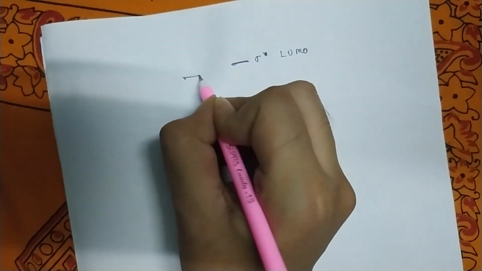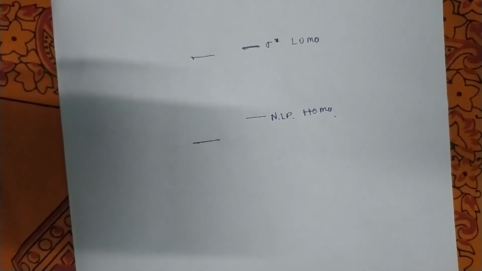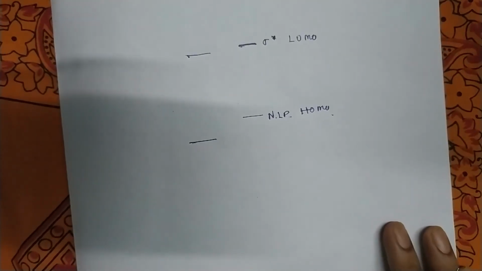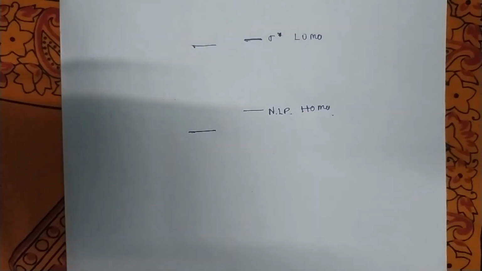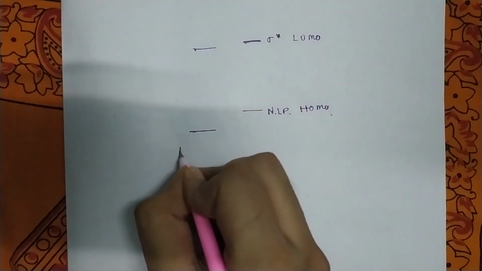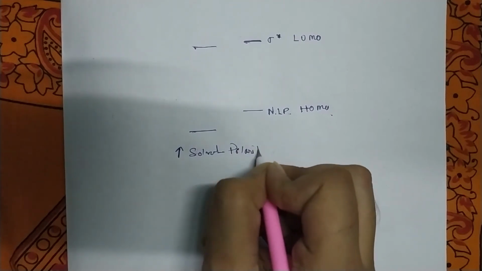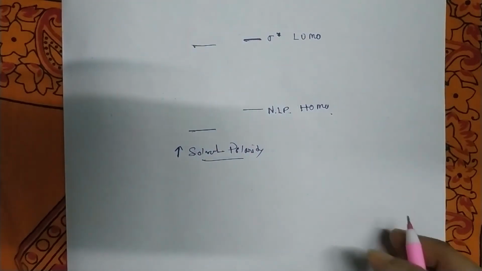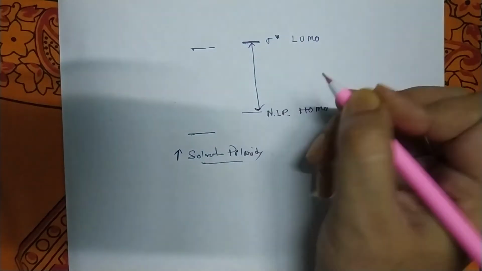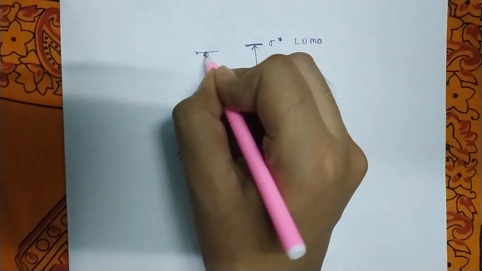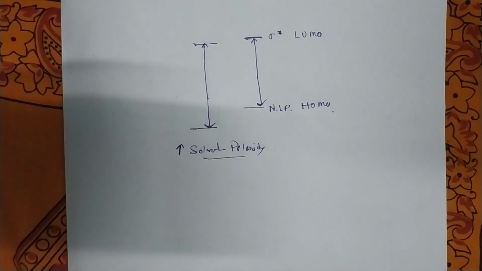So sigma star orbitals will be less stabilized, and the lone pair orbital will be more stabilized. So this is now the improvised molecular orbital in presence of increase in solvent polarity. So now you all know the energy difference between the orbitals has increased upon the increase in the solvent polarity.